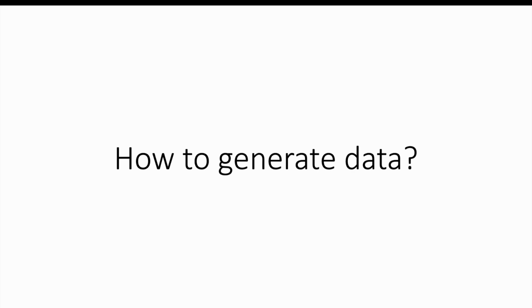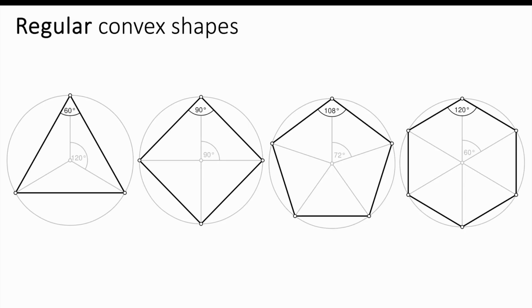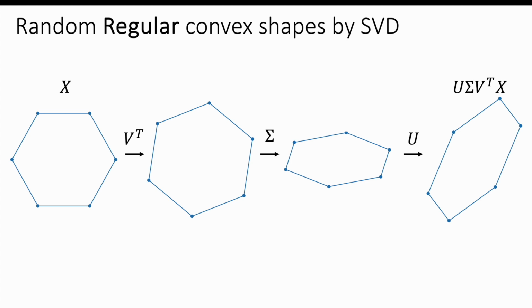Let's talk about how to generate data. In our case, it's straightforward. The first variant is to consider only regular convex shapes. That means that points are distributed on the circle. As we know, all linear transformations can be decomposed by using SVD. That means that any linear transformation of this shape contains rotation, scaling, and rotation. By producing random rotation, scaling, and rotation, we will make various regular convex shapes.